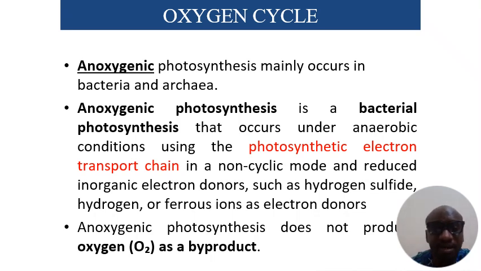In anoxygenic photosynthesis, it doesn't use the conventional way. It uses light energy to drive photosynthesis, and it does not produce oxygen. It relies on a non-cyclic electron transport chain, meaning electrons are not reused, but they are passed along for chemical reactions. And in this case, it rather uses electron donors such as hydrogen sulfide, molecular hydrogen, and ferrous iron.